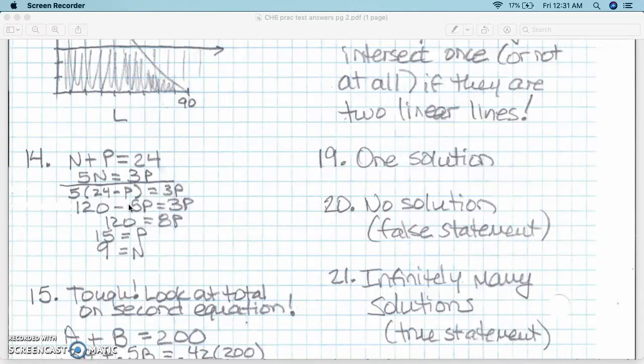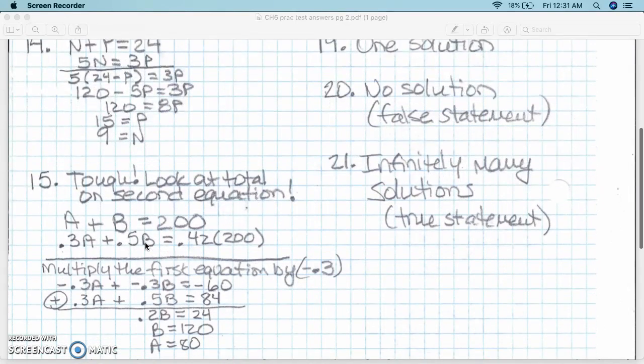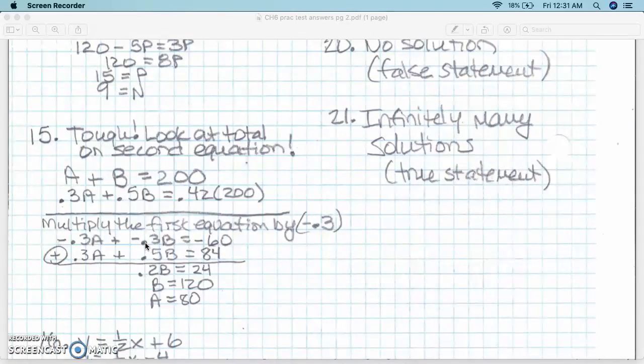I use substitution. I solved for the N in the first equation by subtracting P from both sides. Then I plugged that in for N in the second equation. And when I solved, I got there were 15 poets and 9 novelists. Okay, I could plug both those in, get a correct answer, so I know that that is my solution. All right, 15 was a little tricky because we had to understand, again, our units. That's what's so important about these story problems, is to understand the units that you're using for the variables.